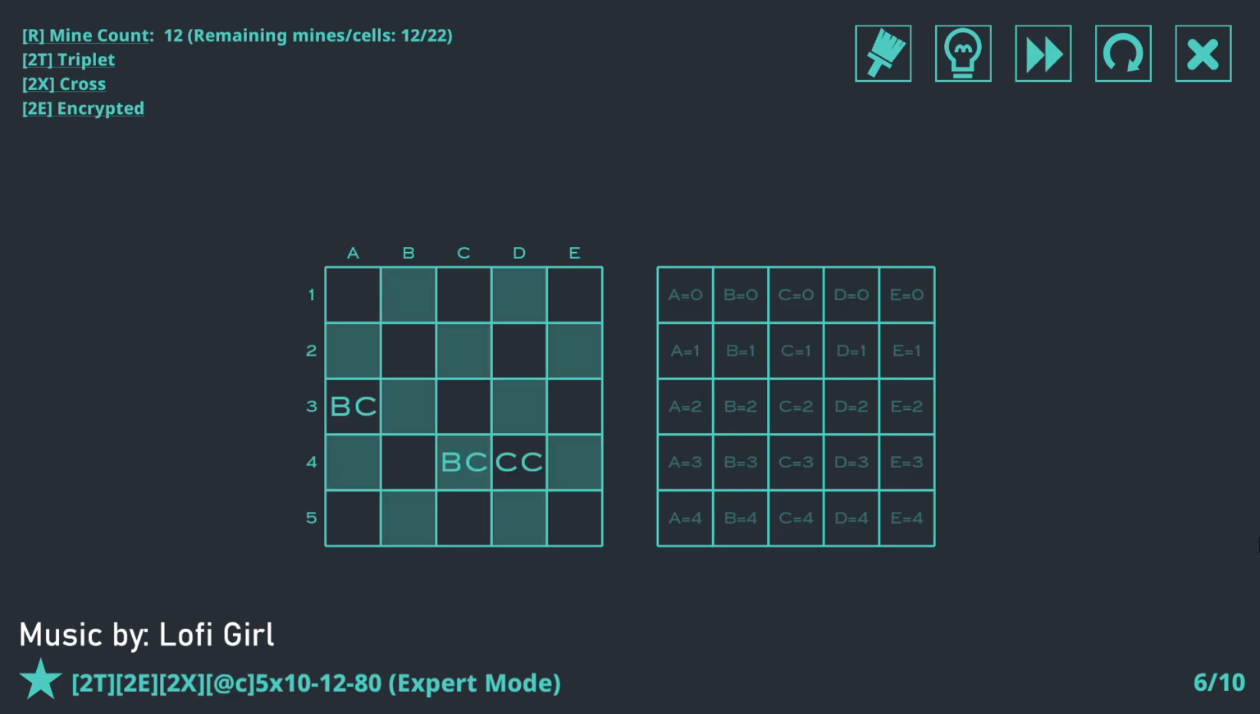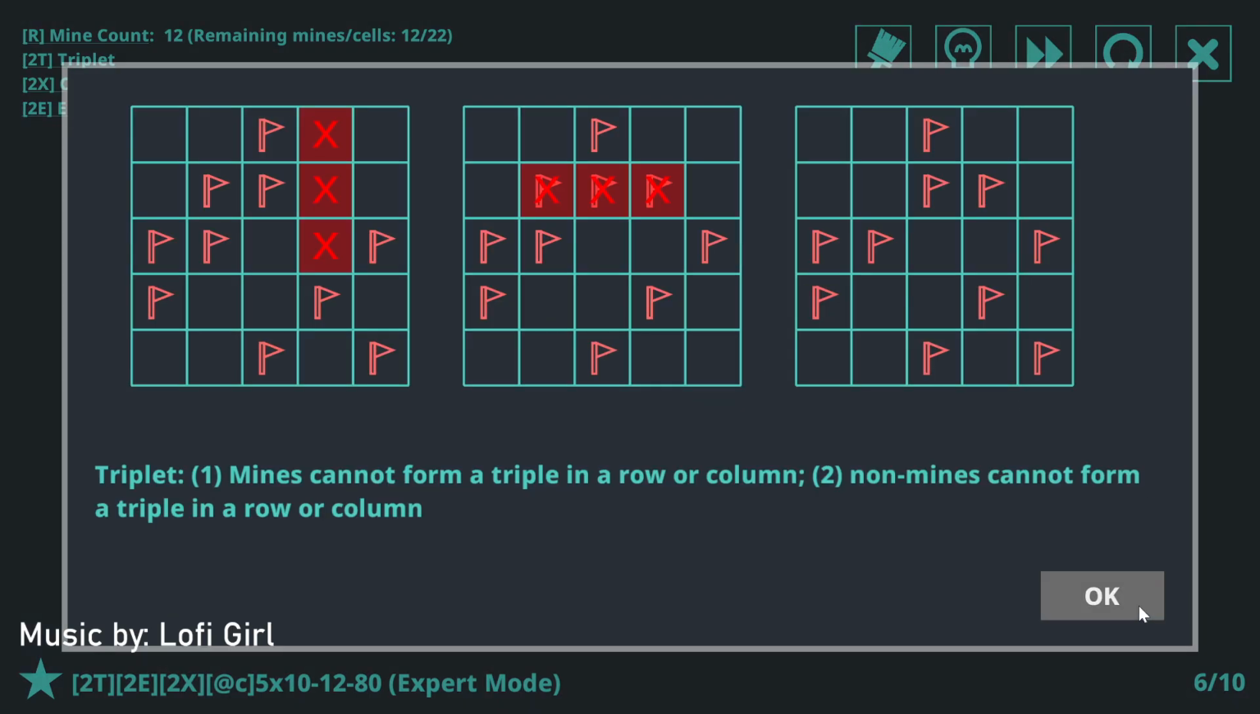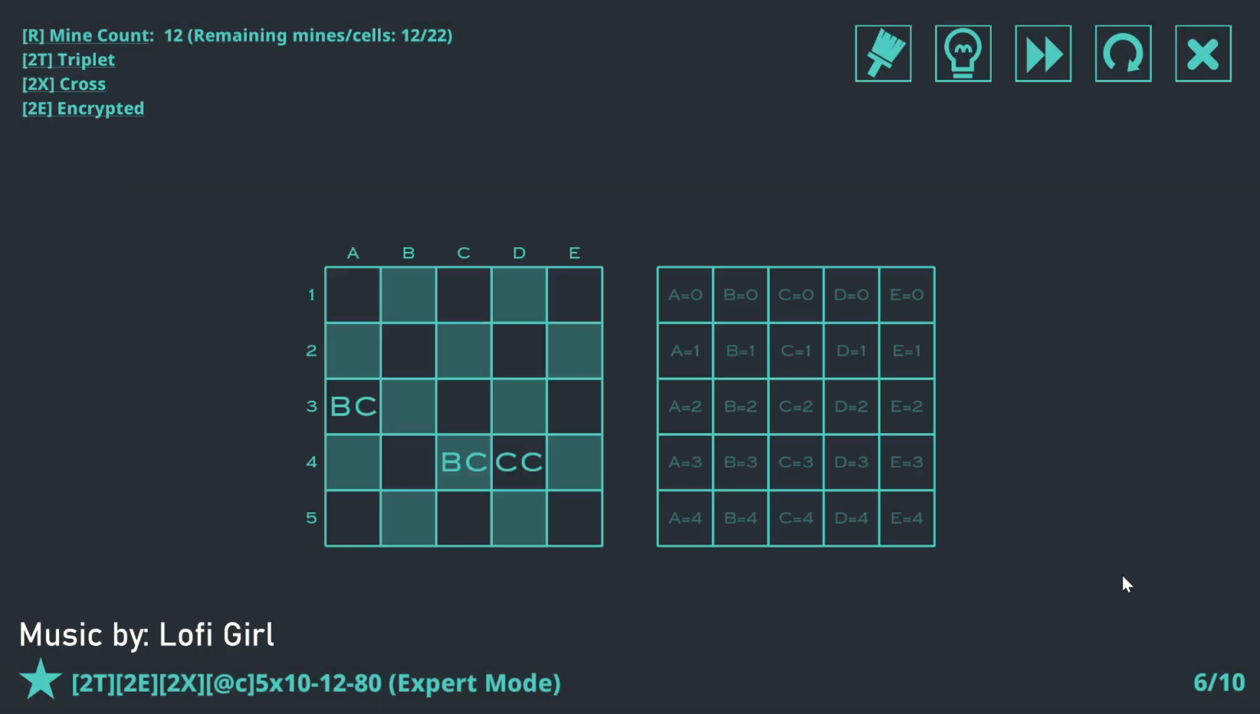Oof, cross and encrypted, but also triplet. Actually, triplet does happen to be the last of the left side variants, so I guess this is a good place to end it off.